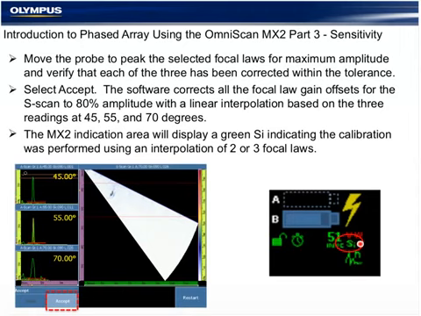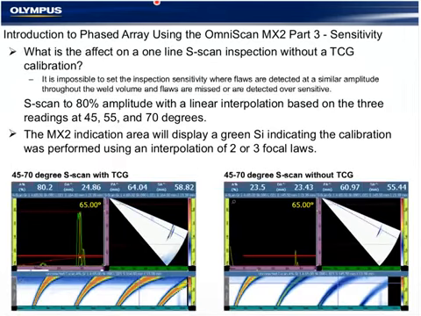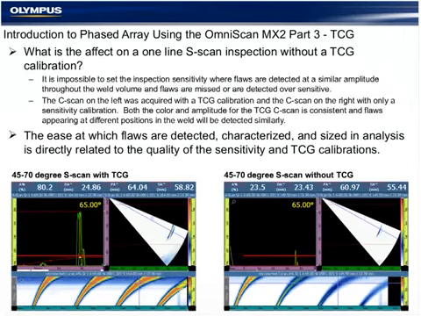So as part of the sensitivity calibration, we're going to include the TCG. What is the effect on a one-line scan inspection without a TCG calibration? The effect is it is impossible to set the inspection sensitivity where flaws are detected at a similar amplitude throughout the weld volume. Flaws are missed or are detected oversensitive.